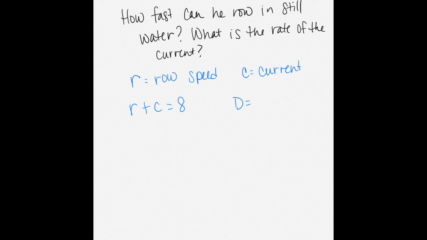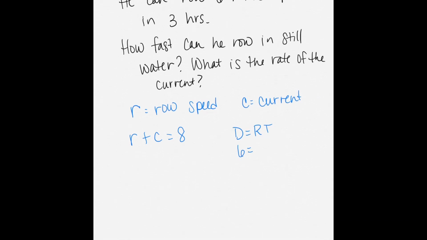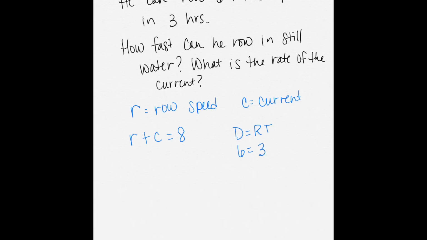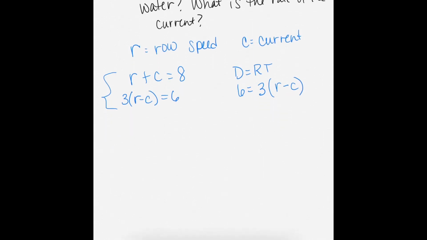In this one, we know that distance equals rate times time. His distance in this case is 6 miles. His time is 3 hours. His rate is going to be however fast he rows minus the current that is pushing back against him. So that's going to be our equation. I'm going to rewrite it in the opposite direction so that it matches up with this one here. So this is our system of equations.